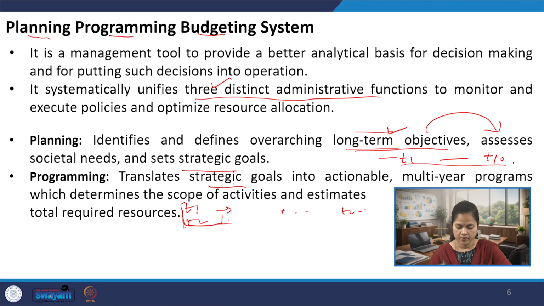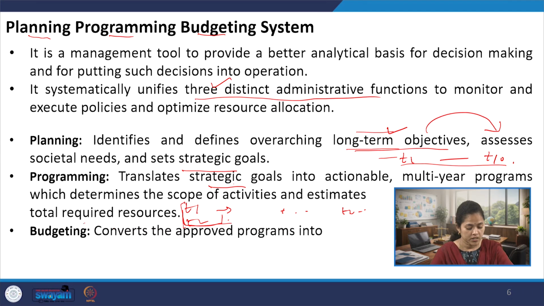And the last one, it is not only to determine the activities and estimates, but it also estimates what are the likely resources that would be required for doing the strategic actions, for achieving the long term objectives. And the last one, since we discussed that for programming we require resources, and for planning also we require resources, that should be addressed through the last step, that is the budgeting.